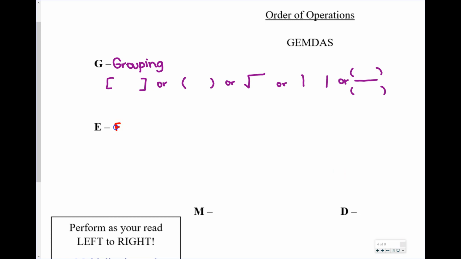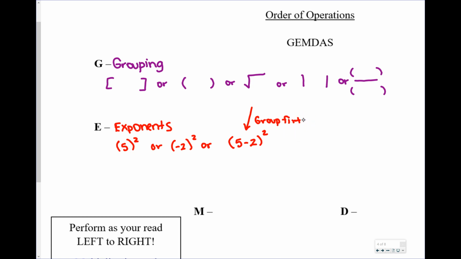So exponents are what you want to do second. Okay, so if you have something like 5 squared, or negative 2 squared, that comes after grouping. You might have something like 5 minus 2 squared, and in this case, you would do the grouping first, and then exponents.